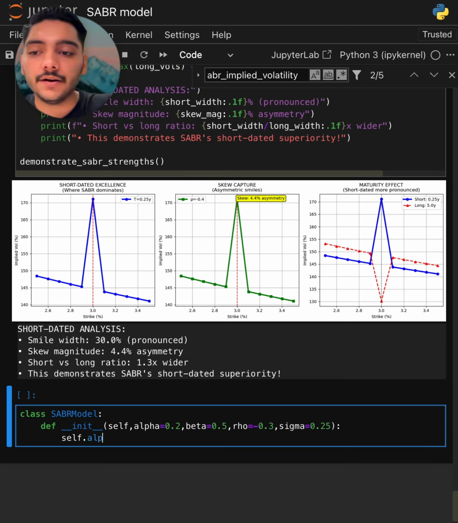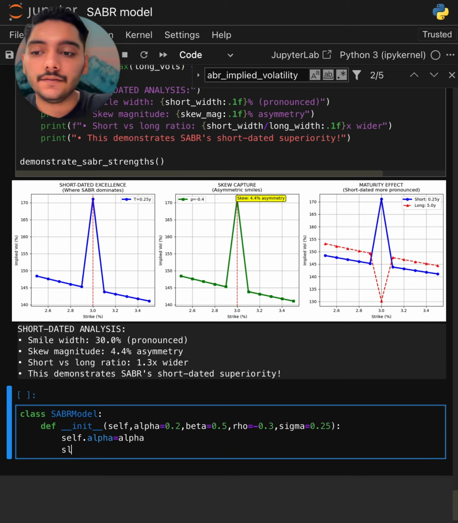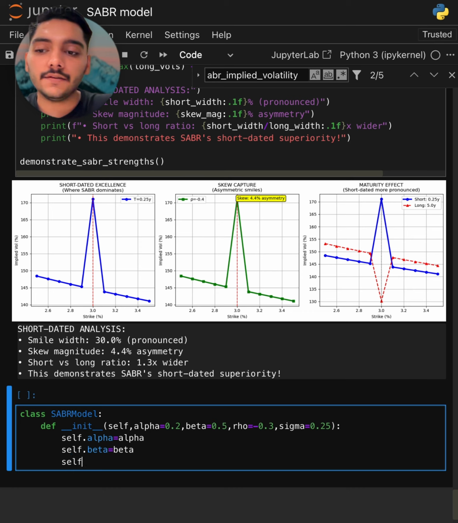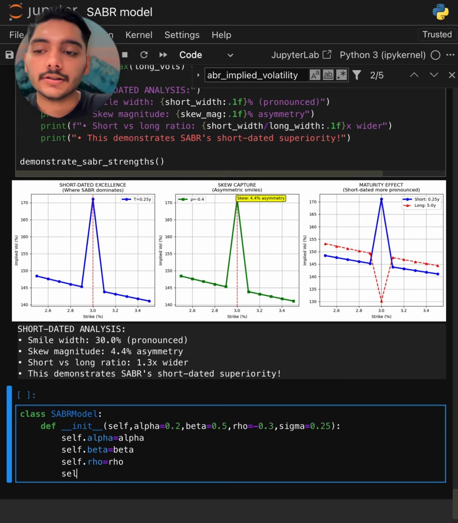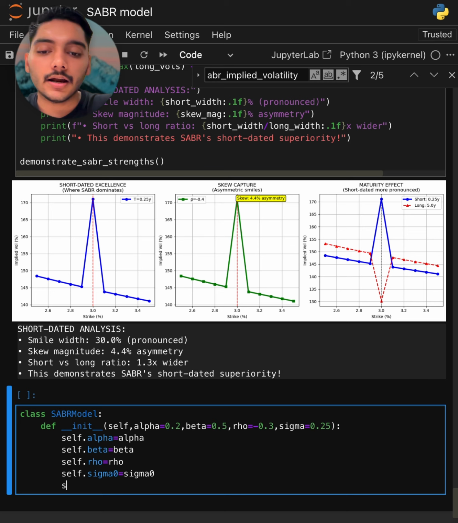Self.alpha will be equal to alpha, self.beta is equal to beta, self.rho is equal to rho, self.sigma_naught is equal to sigma_naught, and self.is_calibrated is equal to False.